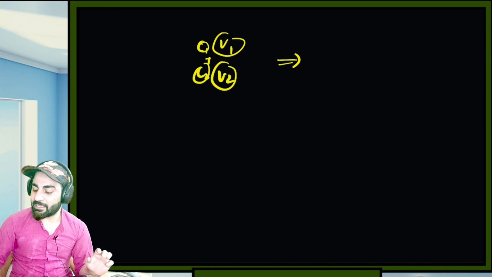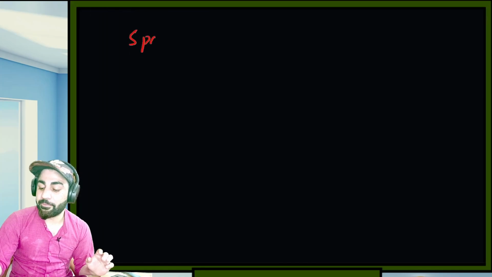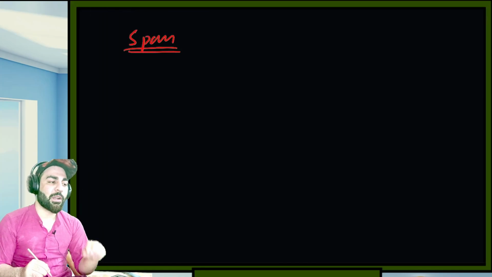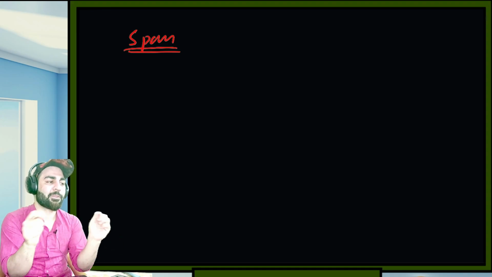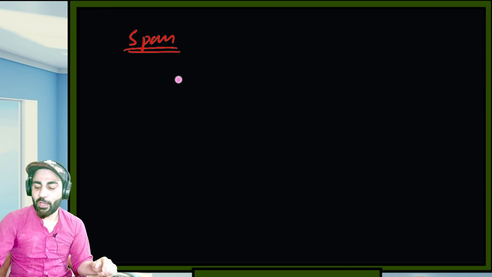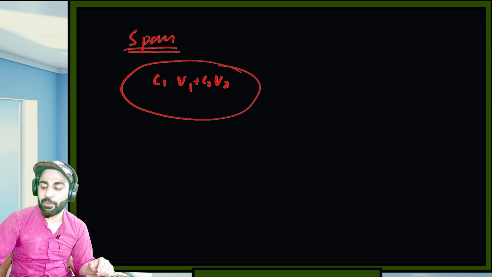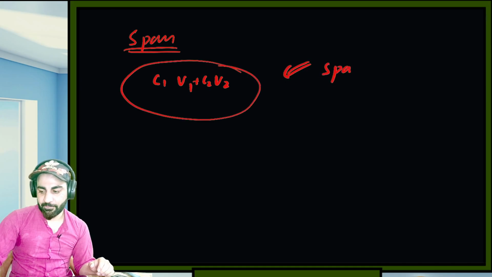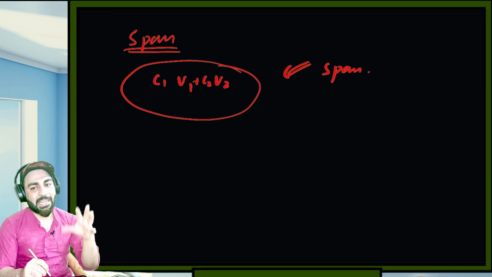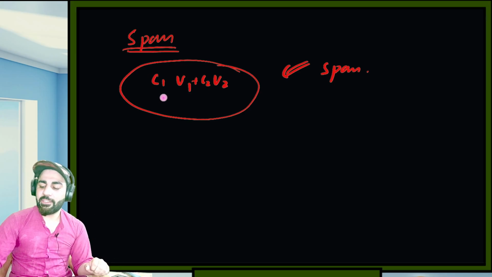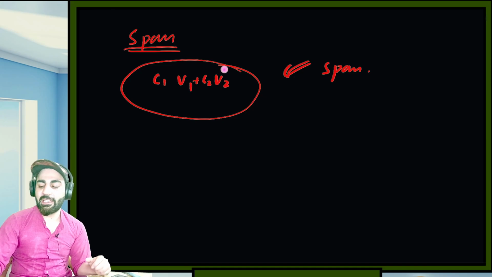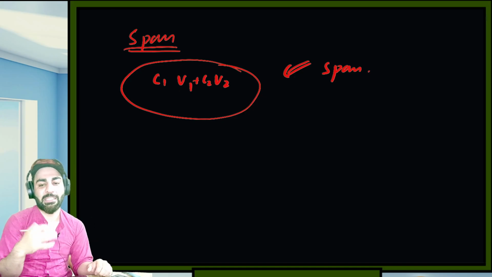Now we'll come to the span of these vectors. What is span? A pretty easy concept now. Whatever vectors are reachable through the linear combination is called the span. You have vectors v1 and v2. If you take the linear combination c1 v1 plus c2 v2, the vectors reachable from here are called the span. So the span is the set of all the possible vectors reached by linear combination. Whatever vectors you make when you take the linear combination, that's called the span of these vectors.